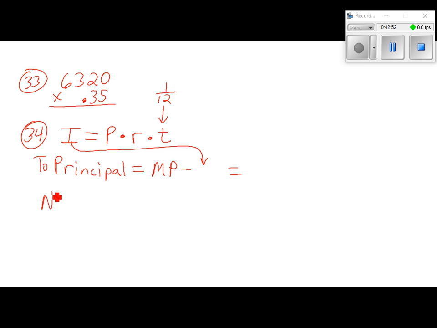Then to figure out your new principal or your new balance, you take the original principal, which this time was $210,000, and you subtract off the answer that you got right here.